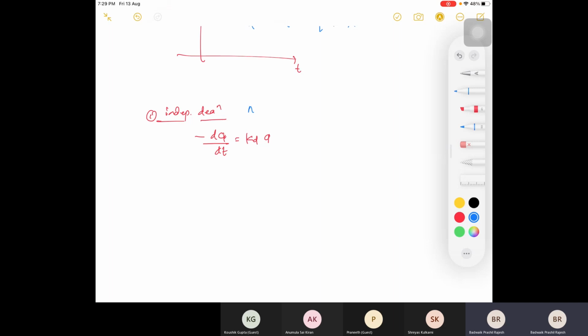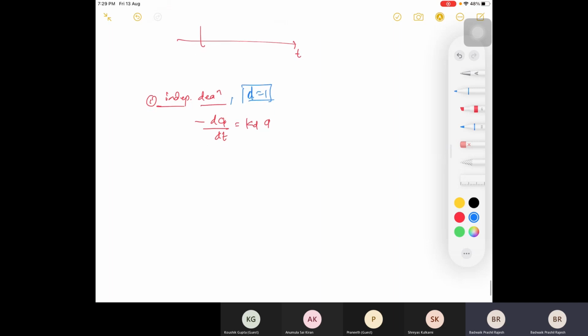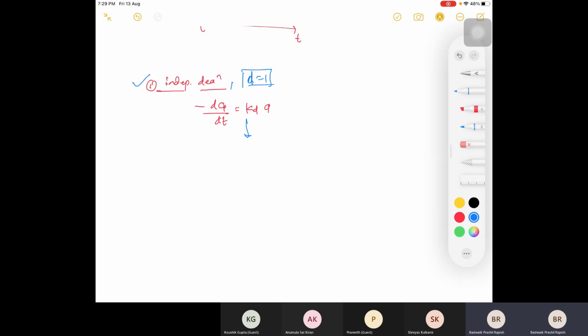Order of deactivation, that is d equals 1. Independent deactivation. Okay, I am considering this further. In whatever I am deriving, I am considering these assumptions. You already derived this. After integrating, you will get a equals e power minus kd t.